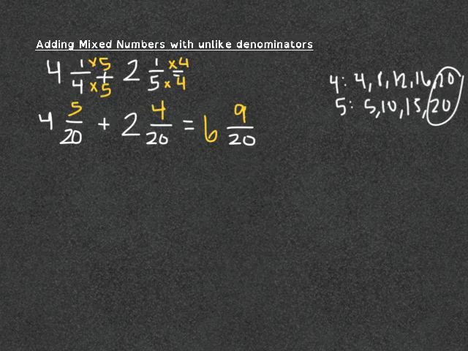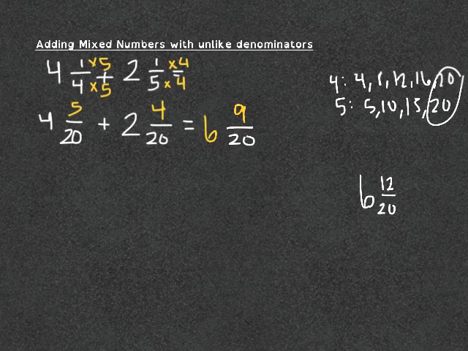So our final step would be to look at the fraction 9/20 and ask ourselves, can we divide 9 and 20 by anything other than 1? And 9 and 20 do not share any other factors. So let's just say that in this problem, we ended up getting 6 and 12/20. So let's say we got that as an answer.